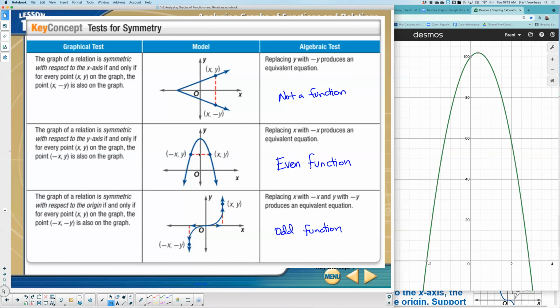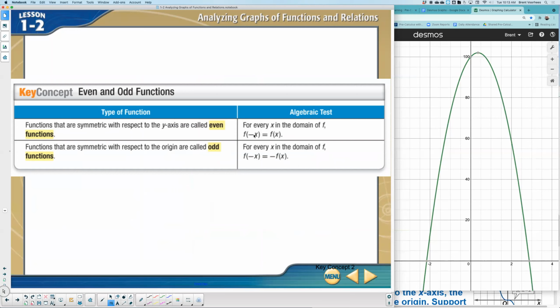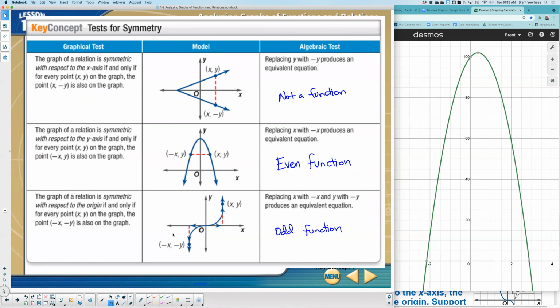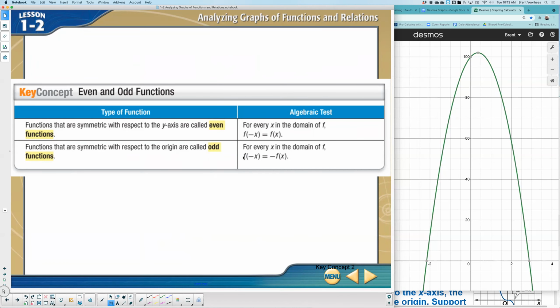When I reflect from this point to this point, which variable changes? The x. Which one does not change? The y. So what this is showing you over here in function notation, the f represents the y. So the x changes from negative to positive, but the y, the f itself, stays positive. That's an even function. For odd, notice what changes? Both. And so over here, we have a positive f, which means a positive y, and a negative x. If they're both going to change, what's going to happen to my f? It's going to be negative.